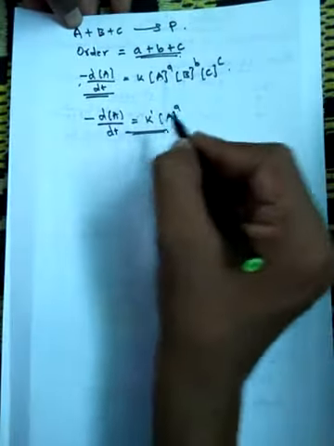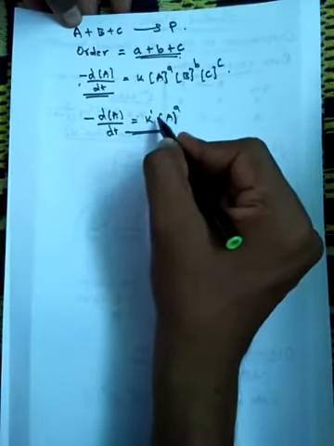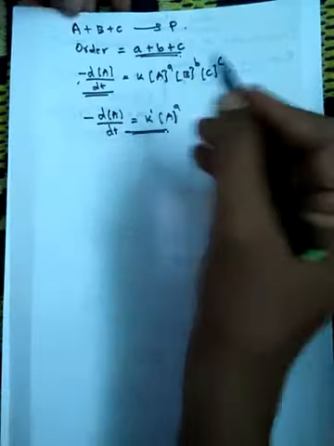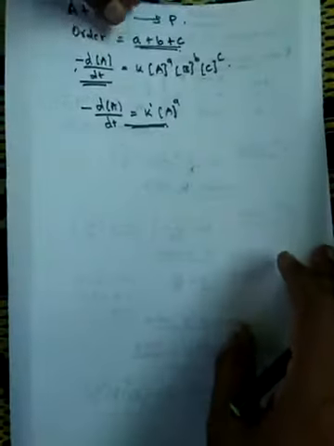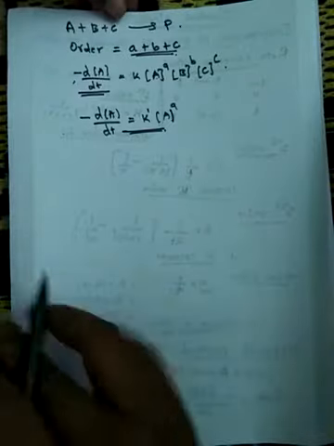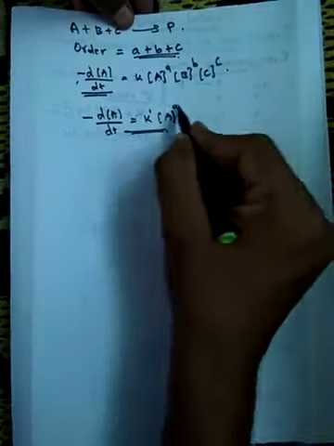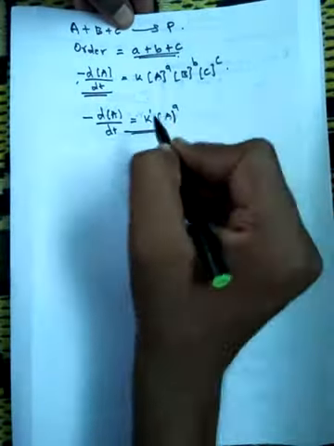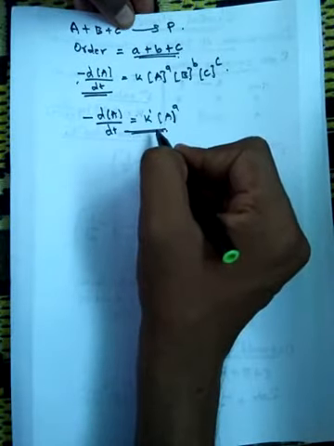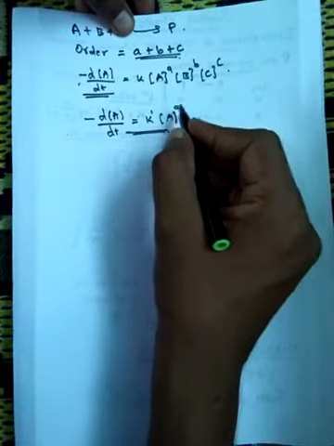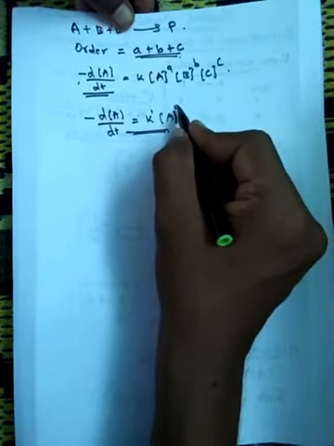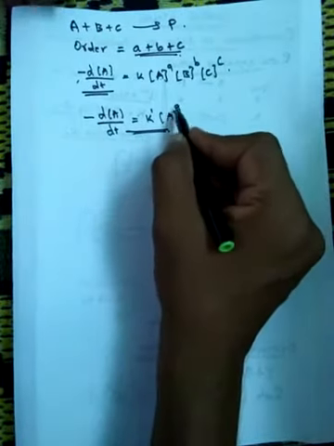Now I'm going to use any one of the other methods, like the half-life method, or the rate equation method, or the graphical method. I use any one of the methods to find out the order a with respect to A. Now I will know the value of a, that is the order with respect to A.